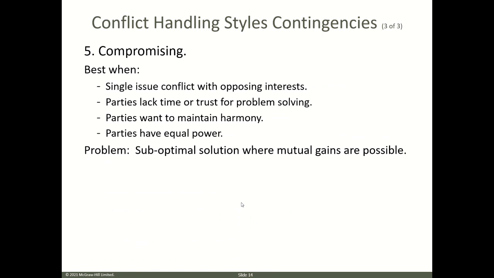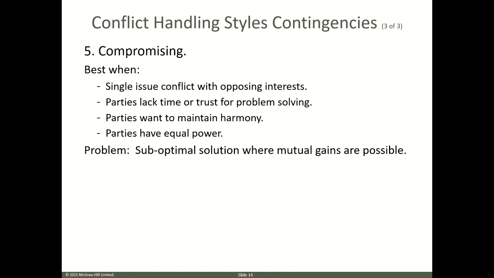Next we have compromising. It's clear from the name. It's a preferred style when there is a single-issue conflict with opposing interests, and parties lack time or trust for problem solving.